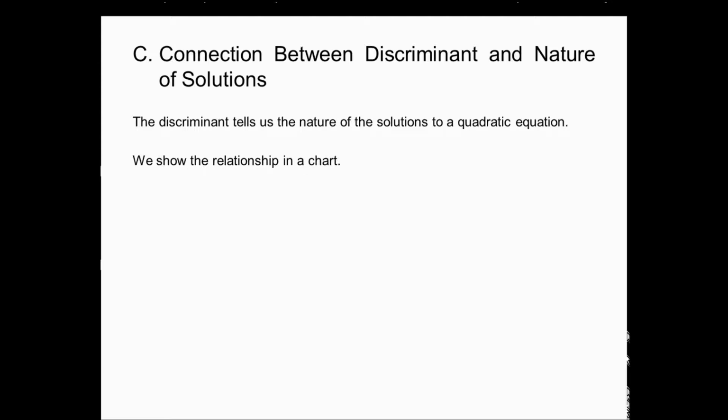The connection between discriminant and nature of solutions. There had to be a connection, otherwise why are we doing them together? Now the discriminant tells us the nature of the solutions of a quadratic equation. And remember, the discriminant is the expression under the radical in the quadratic formula. So we're going to show the relationship in a chart.